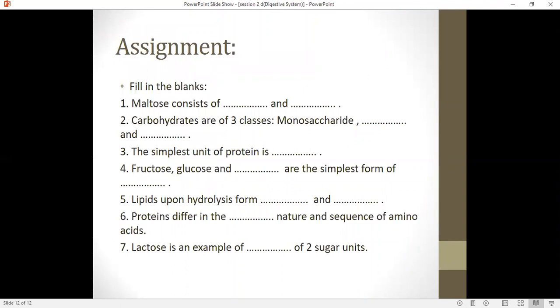And now finally, here I have the last slide, which is related to the assignment. Here you have to fill in the blank with the right word. Please solve it and send it back to me as a picture or a screenshot.